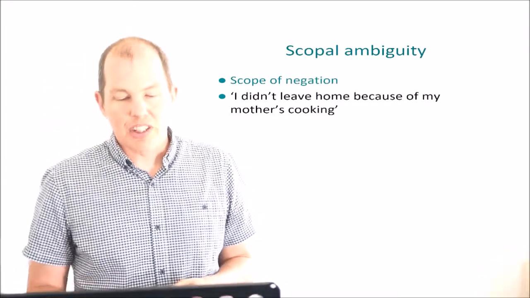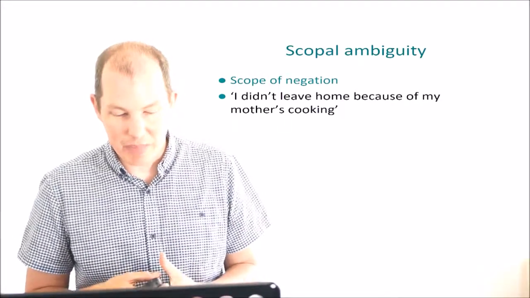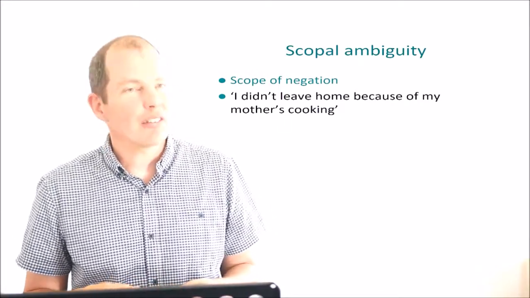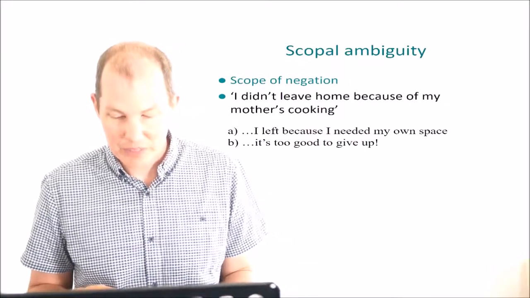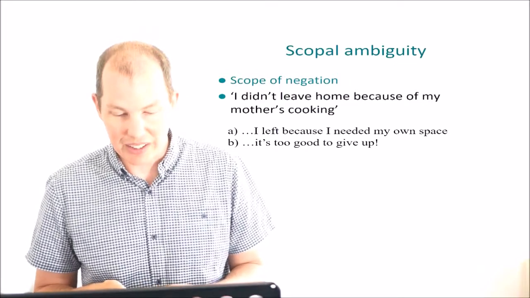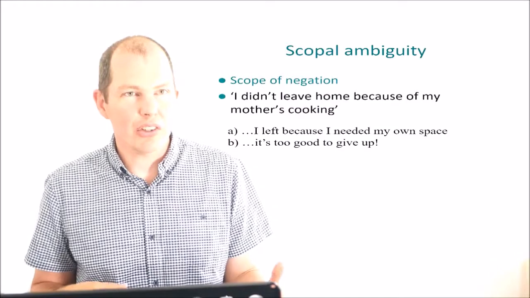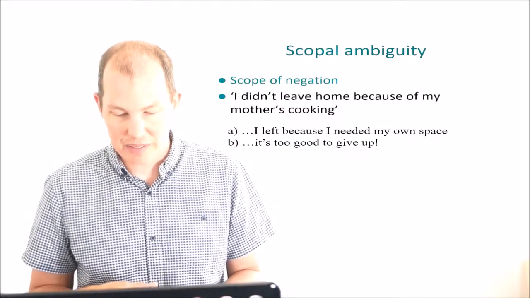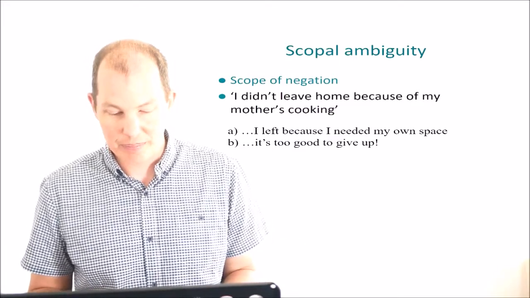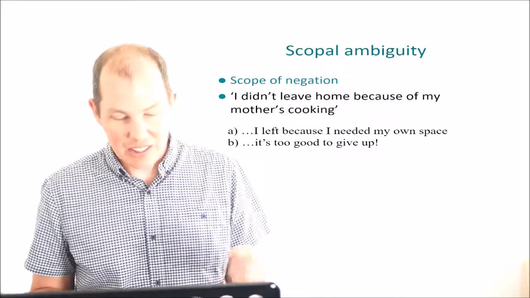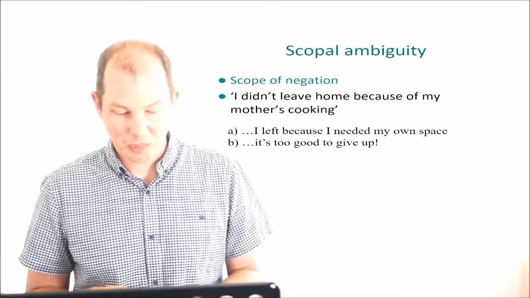Another type of scopal ambiguity relates to the scope of negation. If I say the sentence, "I didn't leave home because of my mother's cooking," can you think of two ways to interpret it? You could either infer that I did leave home, but it was for some other reason than my mother's cooking, such as needing my own space. So, I didn't leave home because of my mother's cooking, I left because I needed my own space. But you could also infer that I didn't actually leave home. I didn't leave home because of my mother's cooking, for the reason that it was so good, for example.